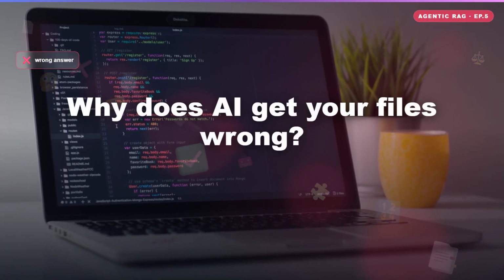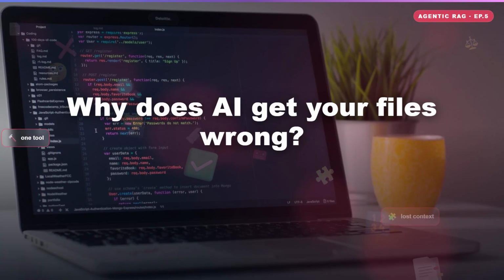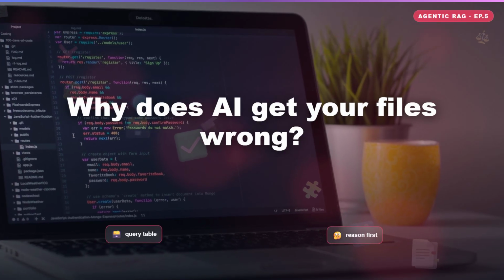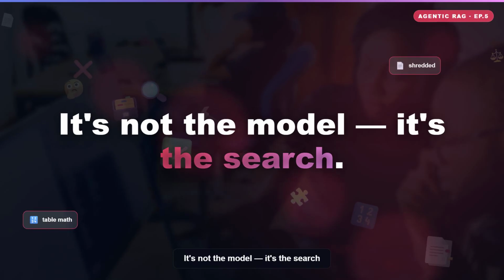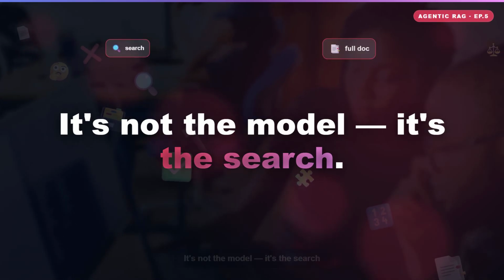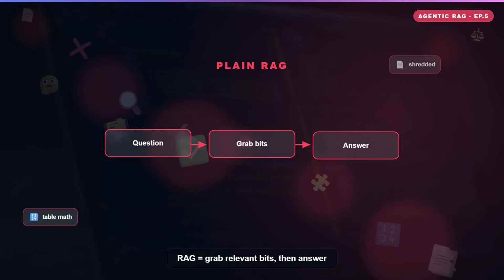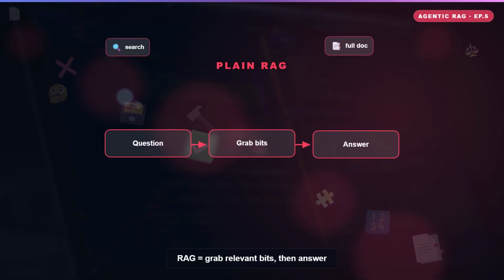You ask your AI a simple question about your own documents, something you know the answer is right there in the file, and it gives you an answer that's just plain wrong. So what's going on? Here's the surprising part. It's usually not because the model is dumb, it's because of how it goes and finds the answer in the first place. Most AI tools use something called RAG, which just means the AI looks through your documents, grabs the bits that seem relevant, and uses those to answer.